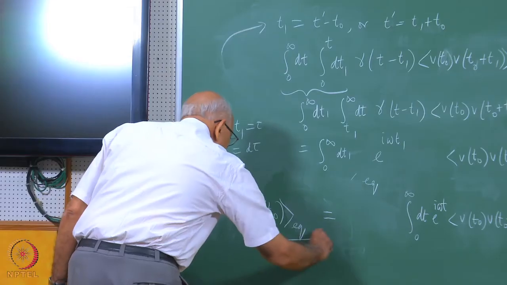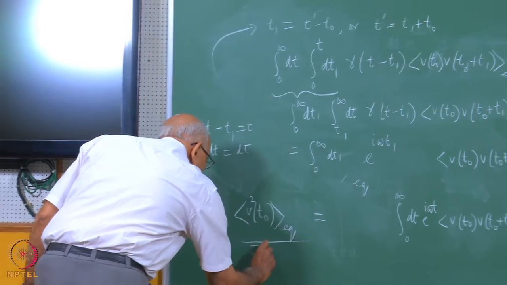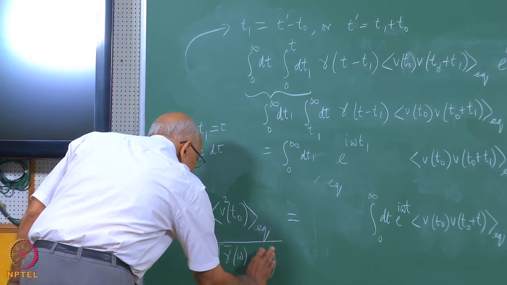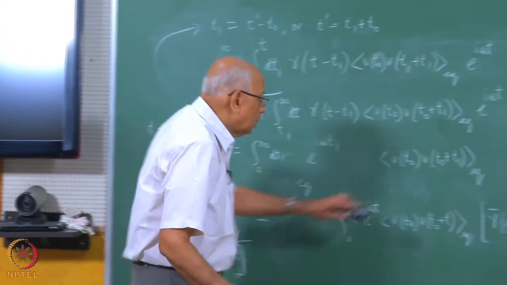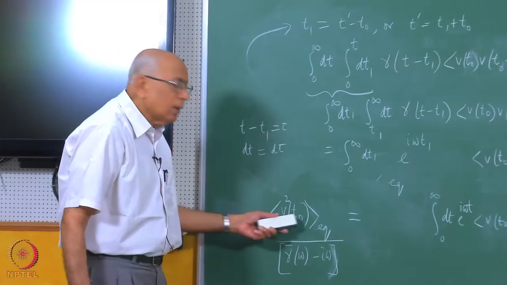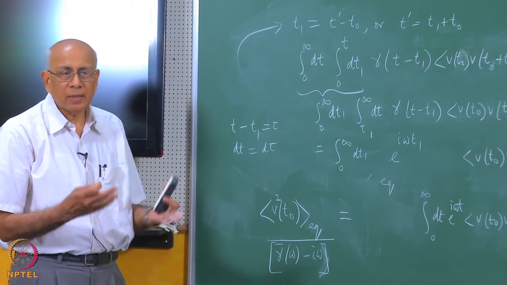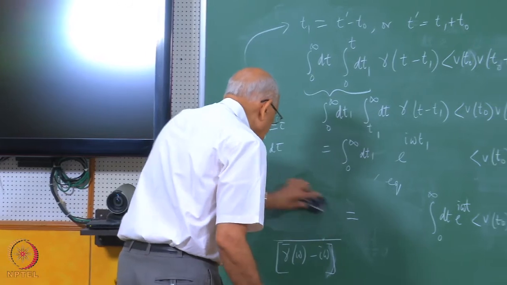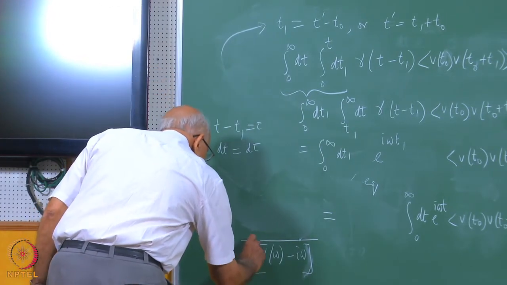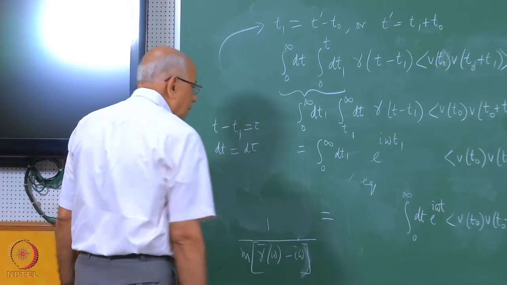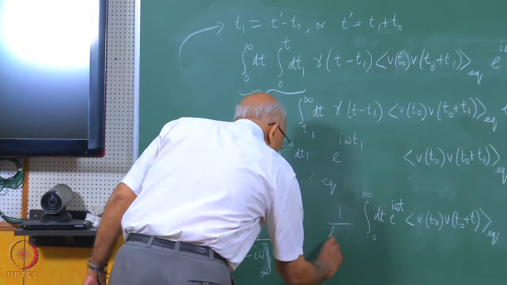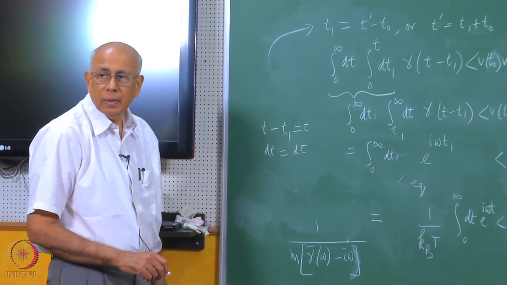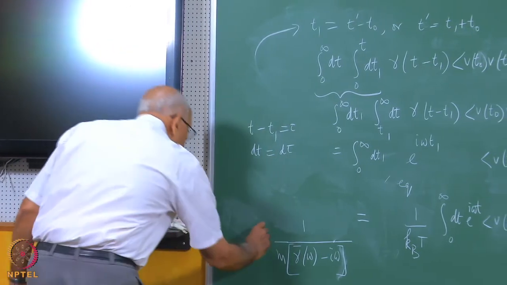So this fellow divided by gamma bar of omega minus i omega right here is equal to this integral. But v squared in equilibrium is kT over m. That's the Maxwellian distribution. So this is k Boltzmann T over m. Let's retain the m here, and I put 1 here, and remove the kT to this side, 1 over k Boltzmann. Okay. But this is what we call mu of omega.